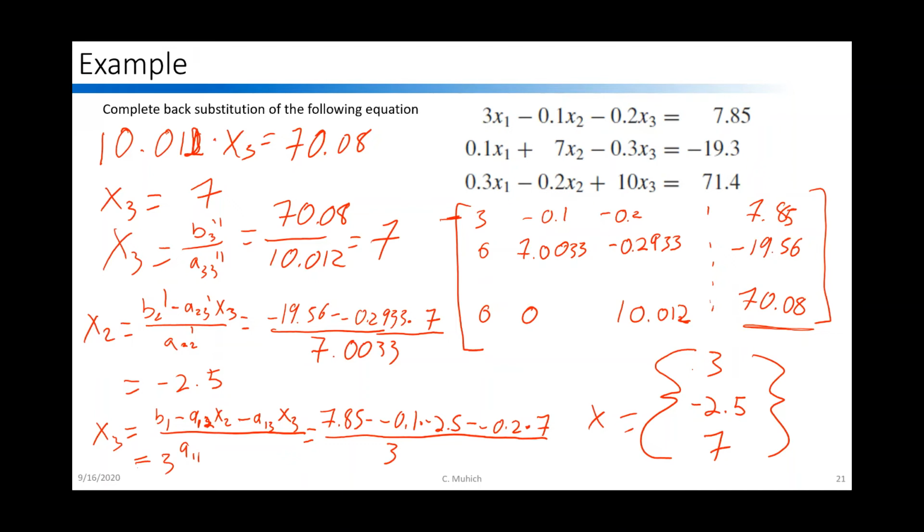Good, so it looks like we've now solved our equation, right? I have my x vector. But like any good math student, we should take that x, plug it back in, and make sure that we're getting what we expect to be getting.